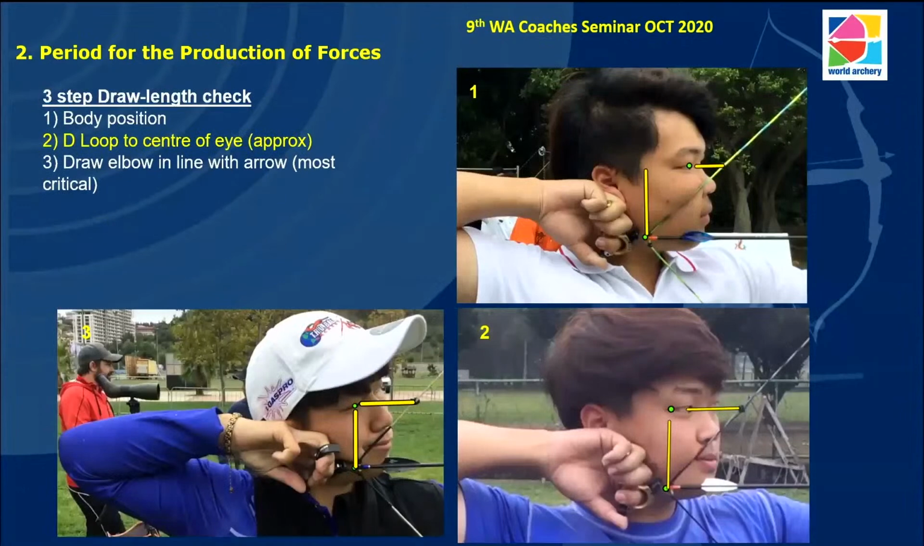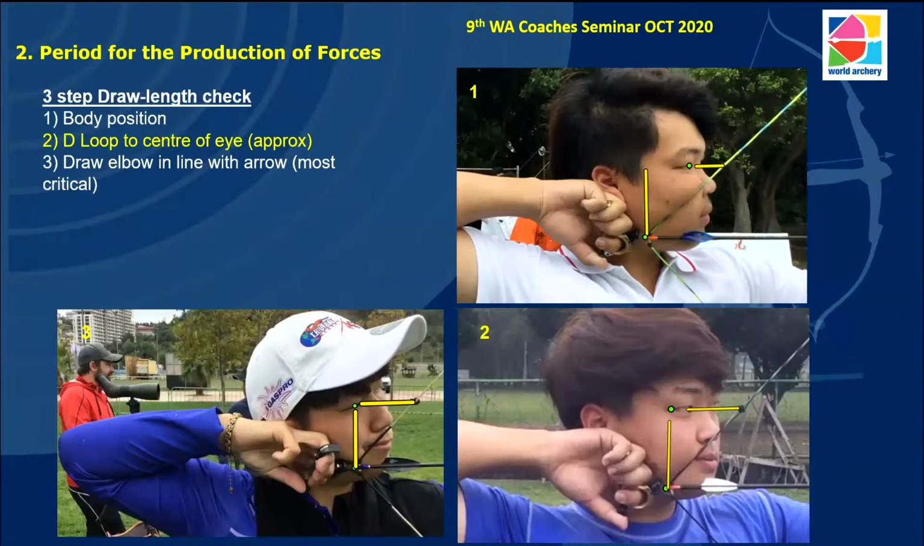Now, the second step, obviously, is a bit of an interesting one that some people may disagree with. It's just using the D-loop to the center of the eyelid, which is looking at the peep and the D-loop and having them try and match at the archer's eye that they aim with.